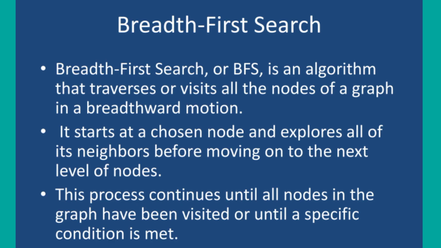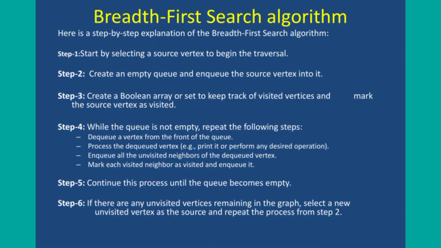Breadth-first search, BFS, is a graph traversal algorithm used to explore all the vertices of a graph in a breadthward motion. It starts at a given source vertex and explores all its neighboring vertices before moving to the next level of neighbors. BFS is commonly used in artificial intelligence for tasks such as finding the shortest path, analyzing network connectivity, or exploring state spaces. Here is a step-by-step explanation of the breadth-first search algorithm.